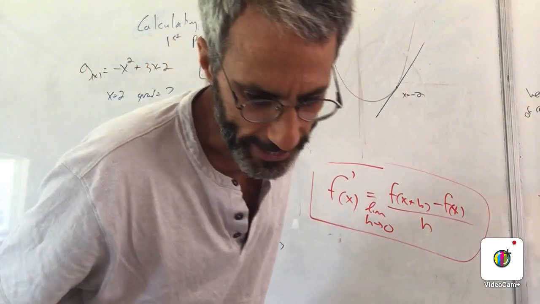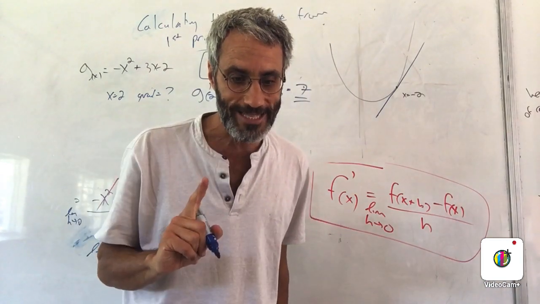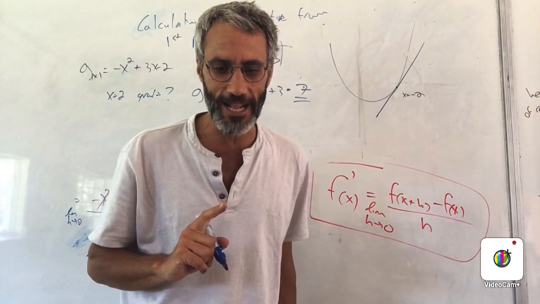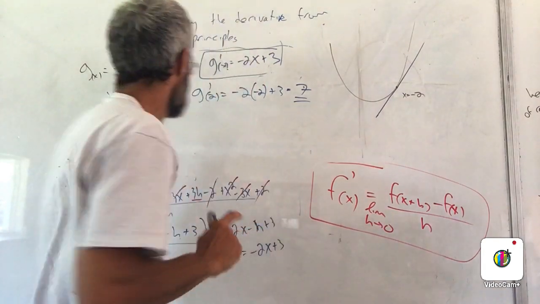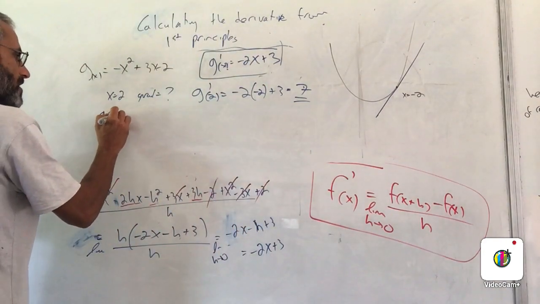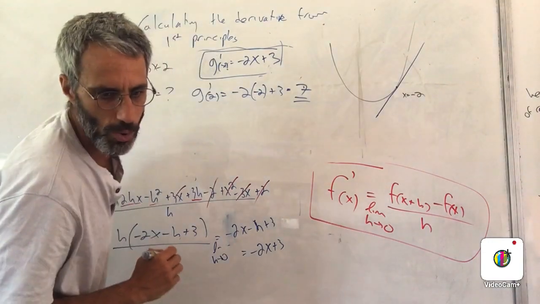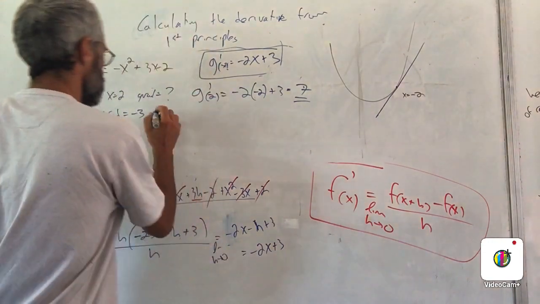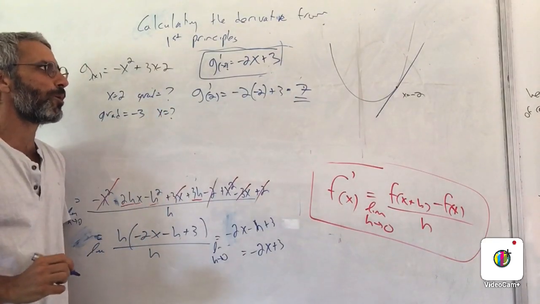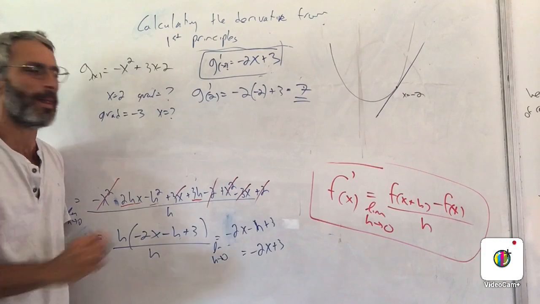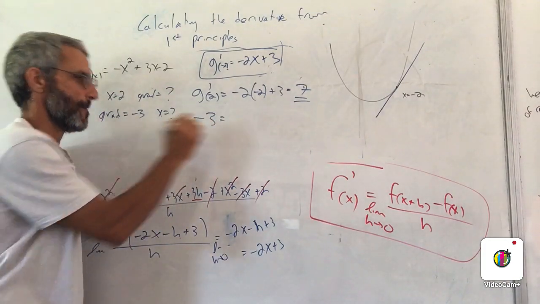Right. The next follow-up is, at which value of x is the gradient of the tangent of g equal to minus 3? In other words, they tell us that the gradient of the tangent is minus 3, and they want to know what x is equal to. So where do I put minus 3 now? You say minus 3 equals minus 2x plus 3. Very good.